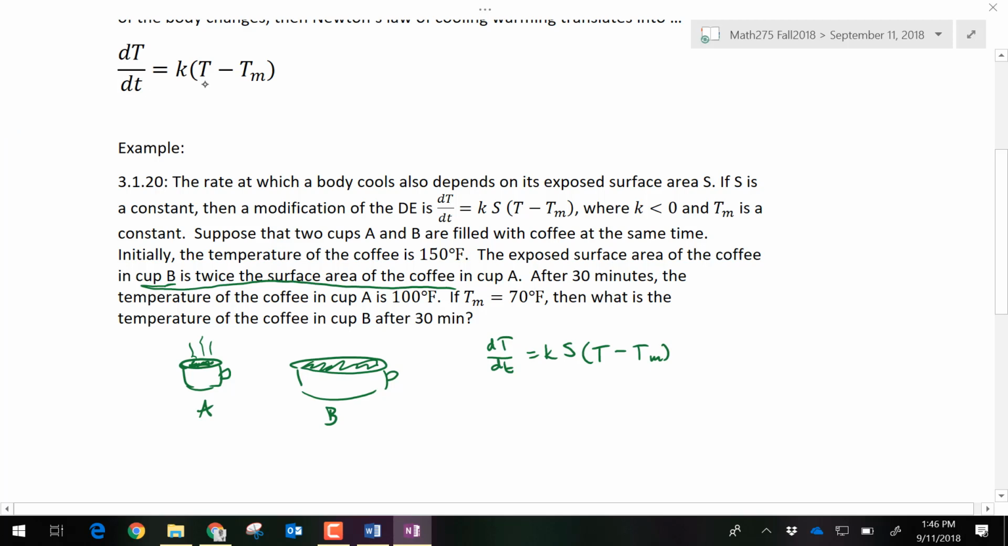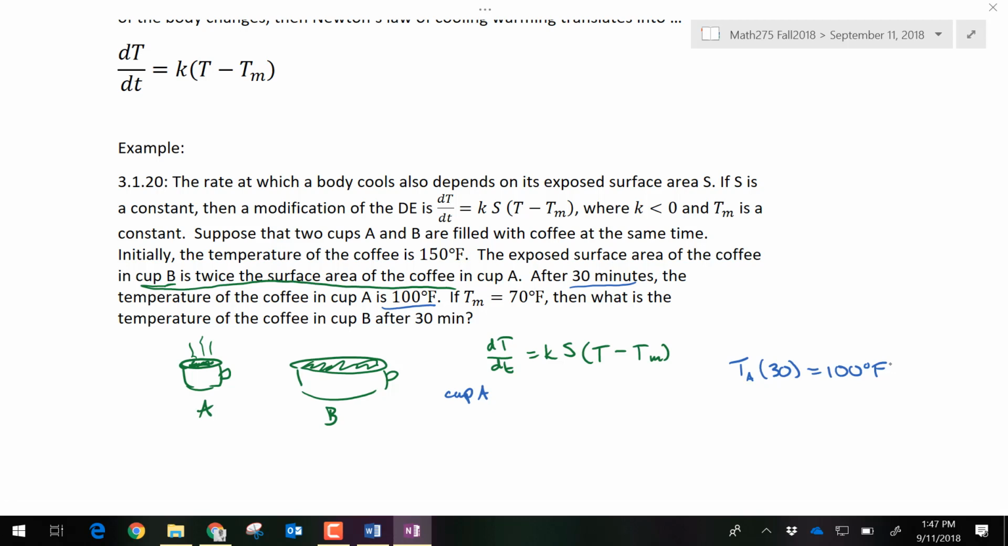Let's see, what do we know about cup A? After 30 minutes, we have a temperature that's 100 degrees. So for cup A, I'm going to put a little sub A here to say that we're dealing with cup A. The temperature in 30 minutes is equal to 100 degrees Fahrenheit. Is there anything else we know?